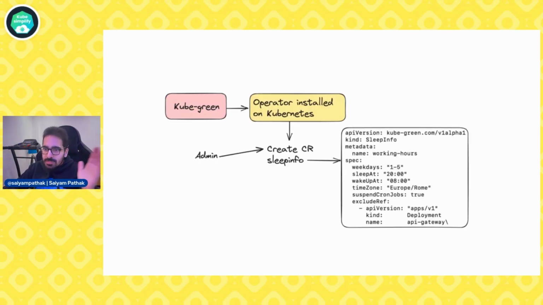I think that is the time where you can make your pods in specific environments go to sleep. So Kube Green is an operator that is installed on Kubernetes. An admin can create a custom resource, SleepInfo, and in this particular example you have a SleepInfo kind, with weekdays, meaning shut this particular workload down on weekdays, sleeping at night from 8 p.m. to 8 a.m. in the European time zone, with suspend cron jobs set to true, and exclude the deployment API gateway. So you can exclude specific deployments that you do not want to sleep, which are critical for some pieces of your applications to keep functioning if somebody is testing or doing something.